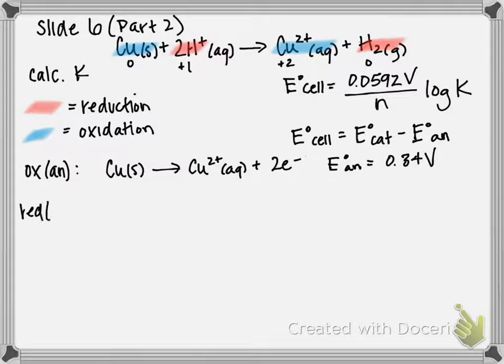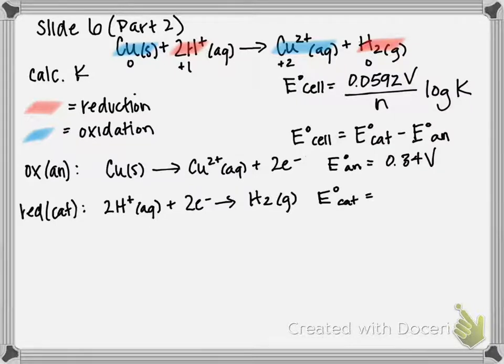And then for our reduction that occurs at the cathode, it's going to be 2H plus plus 2 electrons forms H2 gas. Because remember, that's a reduction. In reductions, electrons are written as a reactant, and in oxidations, electrons are written as a product. So the standard electrode potential for our reduction, if you consult your table, this is actually the standard hydrogen electrode, SHE, and it corresponds to a value of 0.